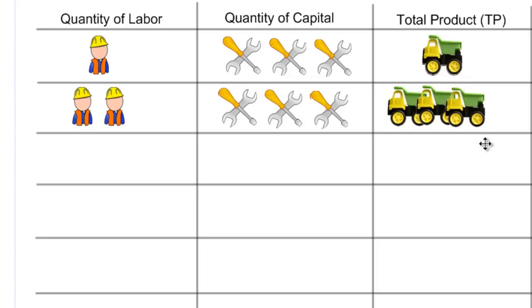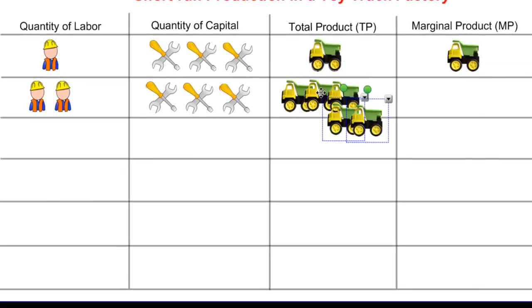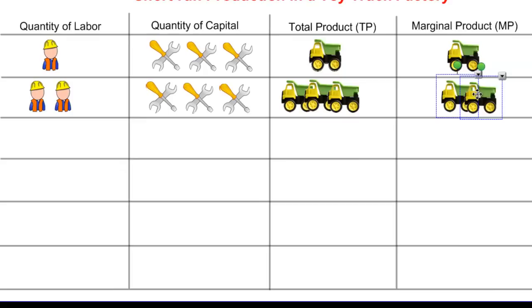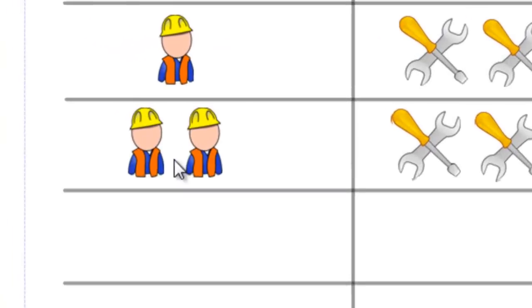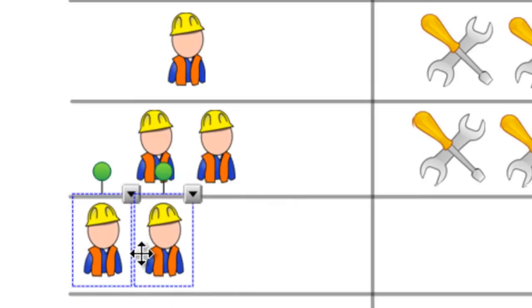Now, due to the fact that the second worker enabled this factory to work more efficiently, 3 trucks are able to be produced, giving us a total product of 3 and a marginal product of 2 trucks. Of course, the marginal product refers to the change in total product attributable to the additional worker. Therefore, as 1 more worker was added, the total product increased by 2 trucks, giving us a marginal product of 2. Now the factory owner decides to hire a 3rd worker.